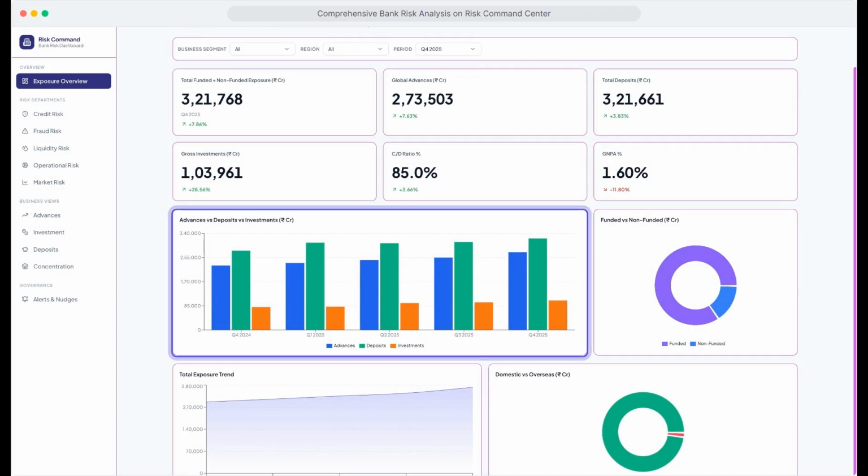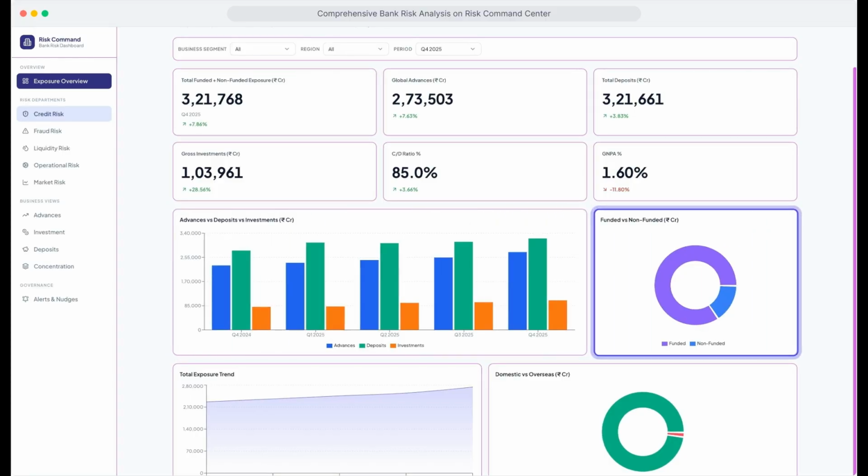The advances versus deposits versus investments chart shows how the bank's major balance sheet components are moving across quarters. This helps users compare credit growth against deposit growth and investment growth. If advances are growing faster than deposits, or if investments are rising sharply, leadership can quickly investigate whether the balance sheet mix is changing in a healthy or risky direction.